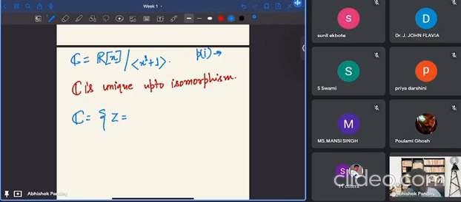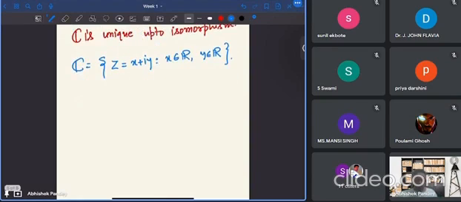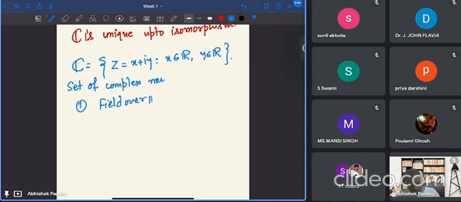So now we will define C as z equals x plus iy such that x belongs to R and y belongs to R. So this is your set of complex numbers. And later on you can say that it is a field, and also a vector space over R. All these things you can talk about for the field of complex numbers.